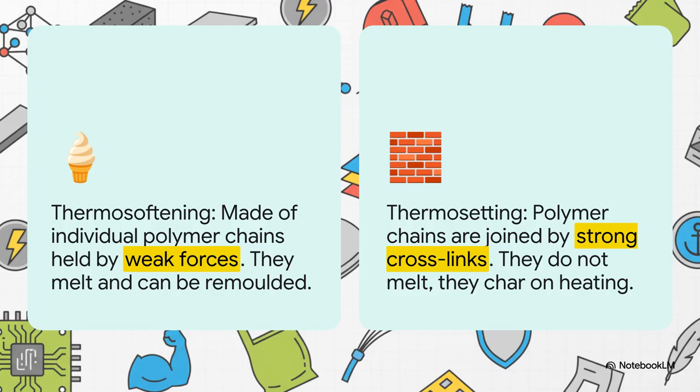But on the other hand, you have thermosetting polymers. Here the chains are joined together by strong chemical bonds called crosslinks. These links are so strong they don't break when you heat them, so the polymer can't melt. It just gets super hot and eventually burns or chars.